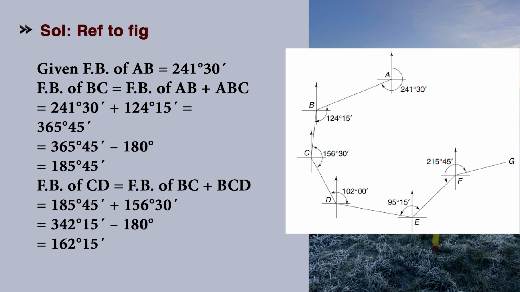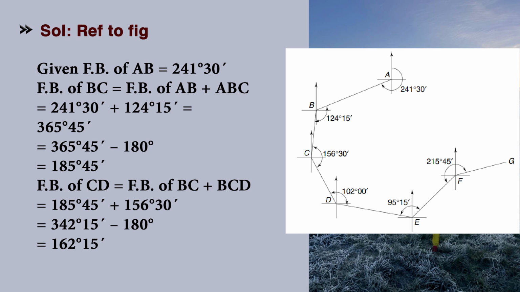Now, forebearing of CD will be equal to forebearing of BC plus the angle BCD. For forebearing of BC we calculated above 185 degree 45 minutes, and BCD has been given as 156 degree 30 minutes. Adding both we will get 342 degree 15 minutes. Since it is greater than 180 degree, we will subtract 180 degree from it, which will result in 162 degree 15 minutes.